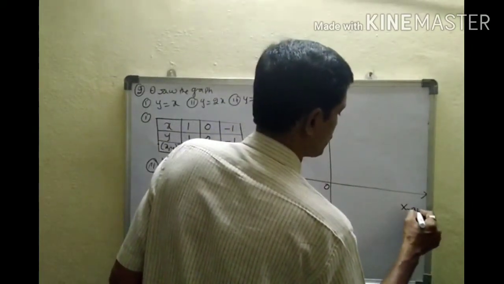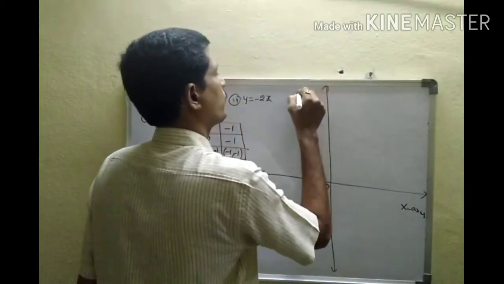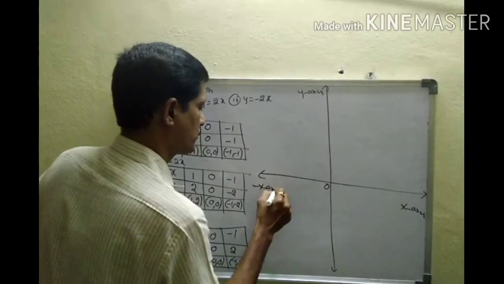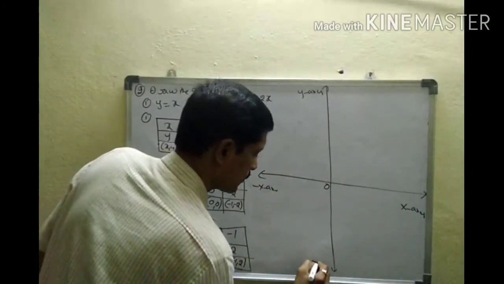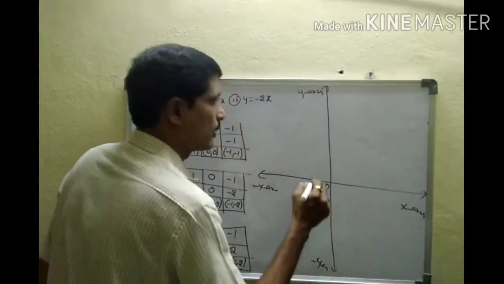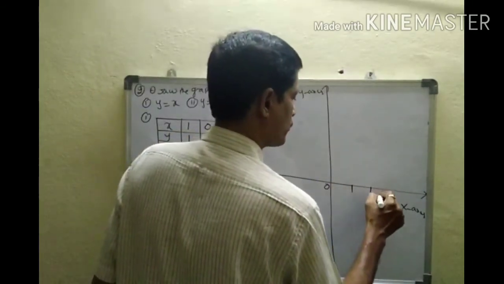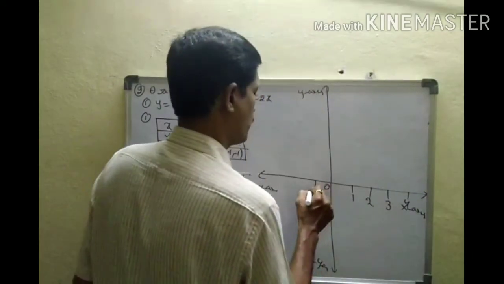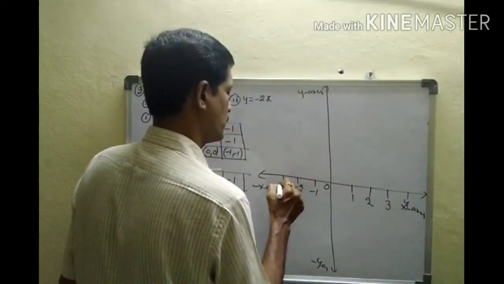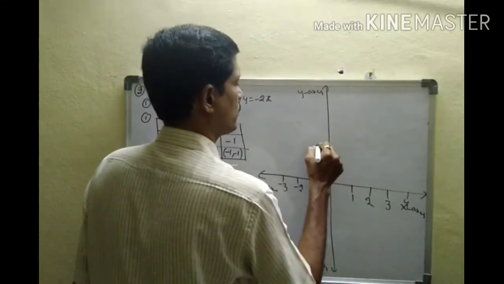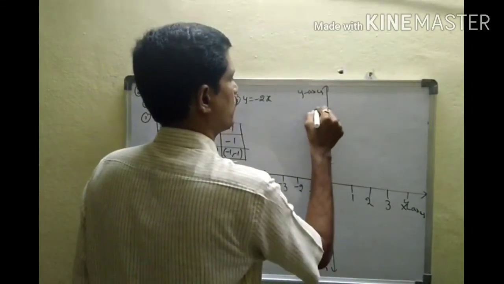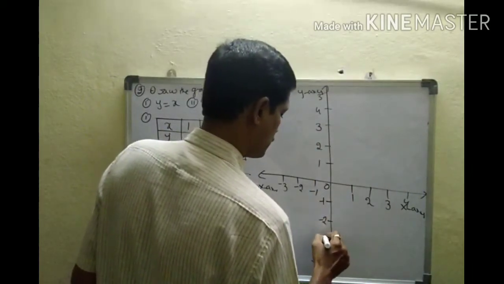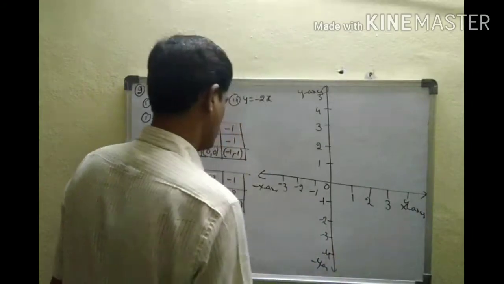Here x axis, y axis, negative x axis, negative y axis. Next here 1, 2, 3, 4. 1, 2, 3, 4. Minus 1, minus 2, minus 3. Here 1, 2, 3, 4, 5, minus 1, minus 2, minus 3, minus 4.